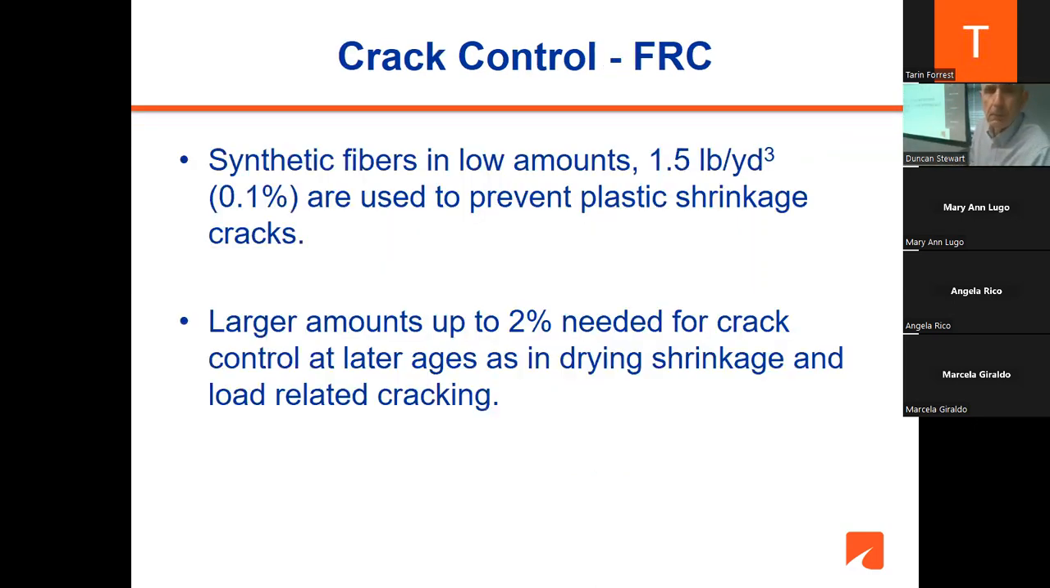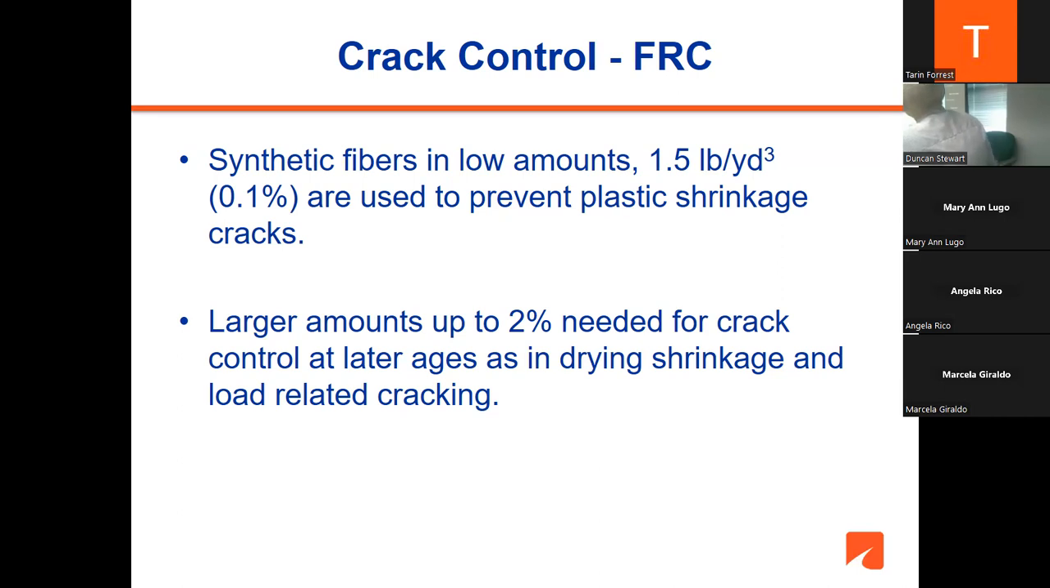So the cracks do occur. Now, what do we do? How do people address these cracks? One effective way is to use fibers. A lot of people use synthetic fibers in very low amounts, 1.5 pounds per cubic yard, which is 0.1% by volume, to prevent plastic shrinkage cracks. And what the fibers really do is they don't let the water be lost from the concrete easily. They close the channels that the water is running out of the concrete. So they are effective, it works.